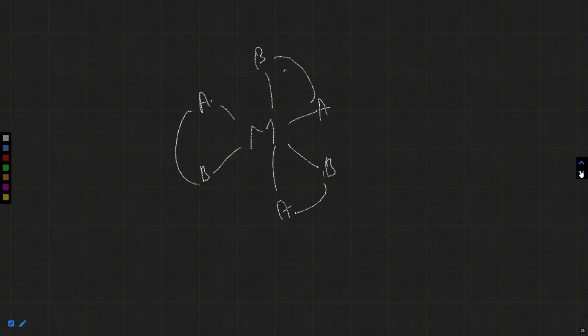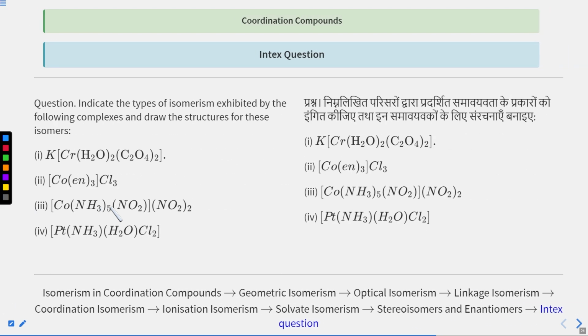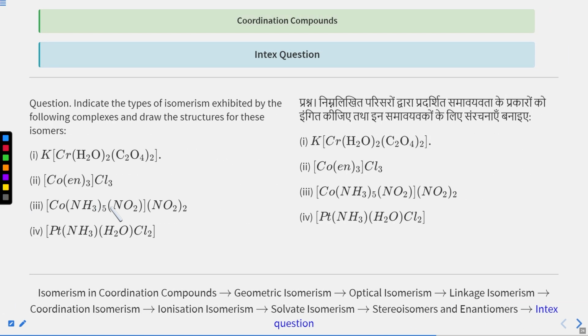Now, if you again just try to draw a plane of symmetry, you will not find any. Just try to draw it by yourself. So this will result in another enantiomeric pair. Clear? Now let us solve some questions.